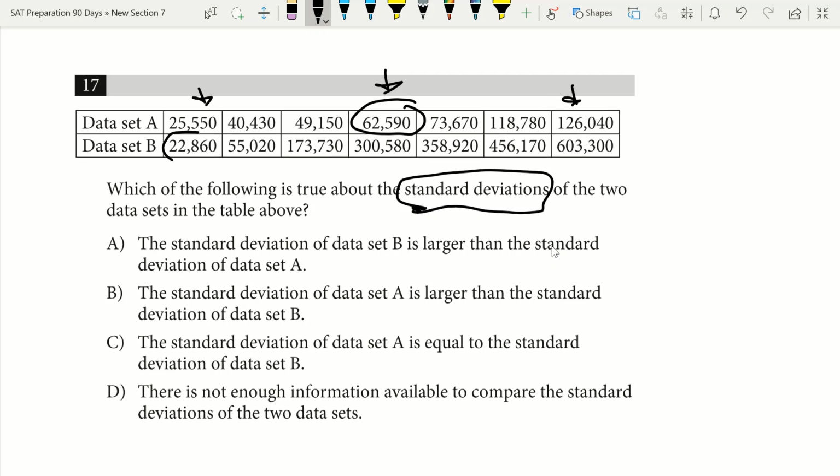In data set B, I see my minimum is at 22,000, and I see my numbers are all very, very spread out. I see my mean is at about 300,000. My maximum is about 600,000.